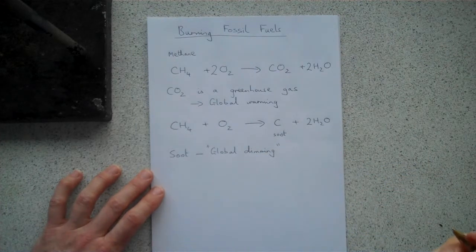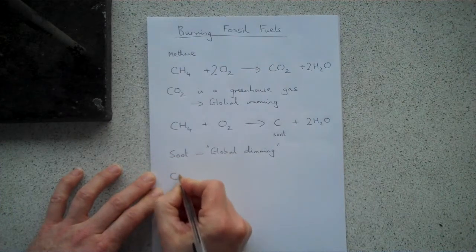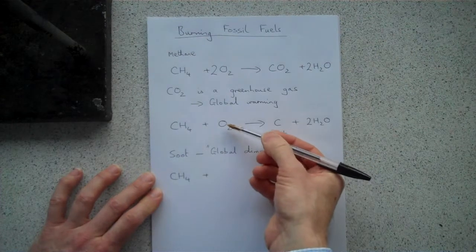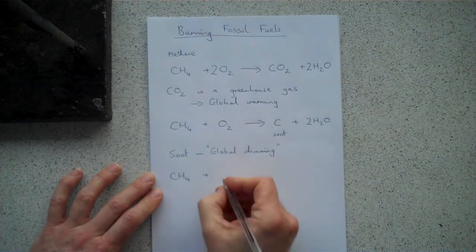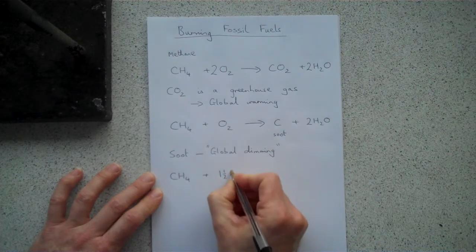There's a further problem when we burn hydrocarbons like methane. If we have a little bit more oxygen than just a 1-to-1 ratio, let's say for every methane, on average, we have 1.5 oxygens.